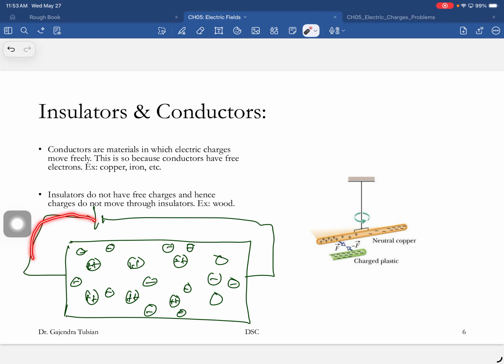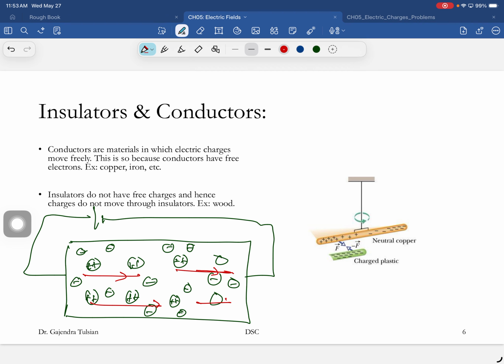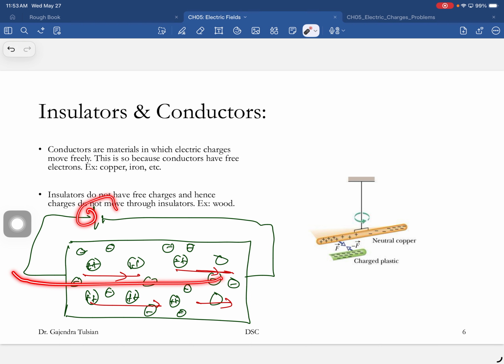Now, when you connect a battery like this, what the battery will do is establish an electric field like that in this metal. Can these positive guys move in a metal? No, they're fixed. These negative guys can move, and they move in a direction opposite to the electric field. So when you connect a battery, these charges will move, and that's an electric current. We'll study that later.